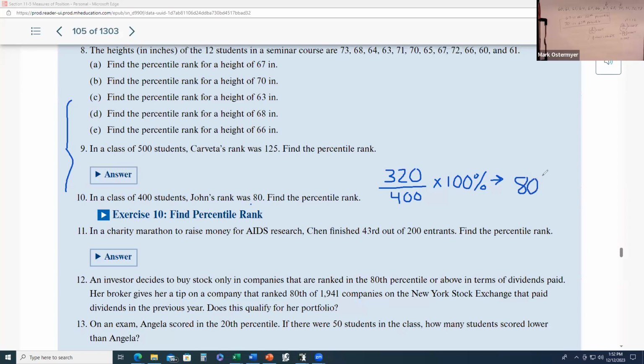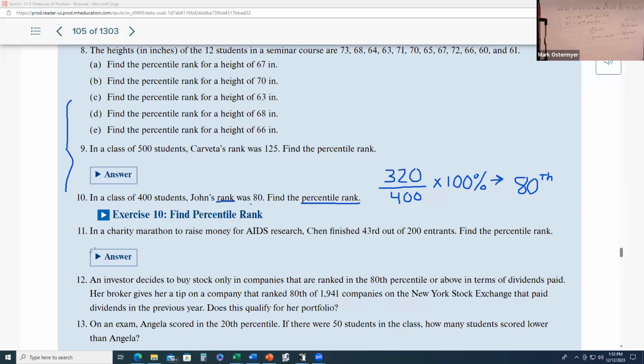Now, is it just a coincidence that being ranked 80 out of 400 turns out to be the 80th percentile? The answer is yes. It's purely coincidental in this case. Don't think for a moment that the rank is always equal to the percentile rank. It may or may not be. If it is, it's purely coincidental. Okay? So be careful on that one.